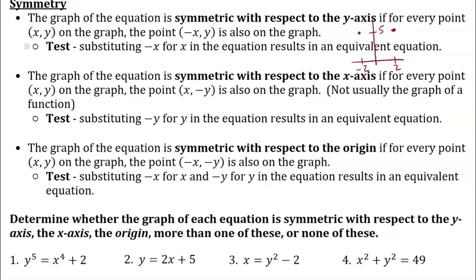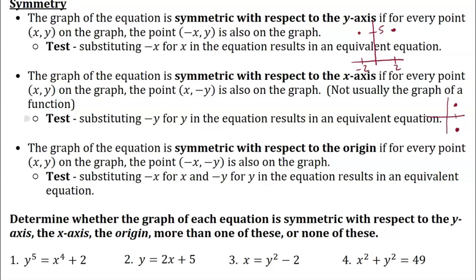All right, and then we have symmetry with respect to the x-axis if for every point (x, y) on the graph, (x, -y) is also on the graph. So this means if we have a point above the x-axis, so let's say at (1, 2), we also have a point at (1, -2). Now note, unless you have points that are only on the x-axis, this is never going to be a function. Doesn't mean it can't be an equation, okay?